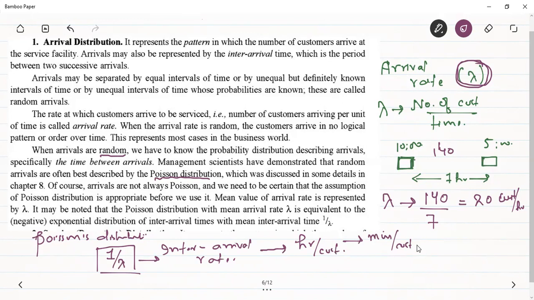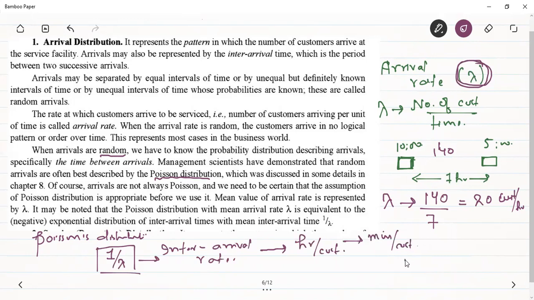Okay, so you have to clearly see in the question whether arrival rate or inter arrival rate is given, because you need to find out the lambda. Okay, sometimes lambda will be directly given in the question, but sometimes the question will be twisted in such a manner that he has given the inter arrival rate.